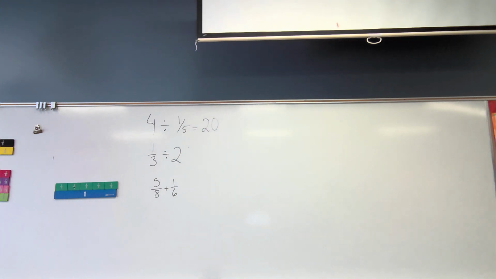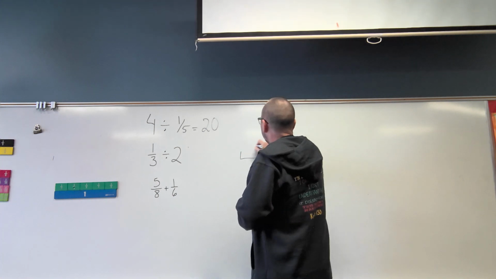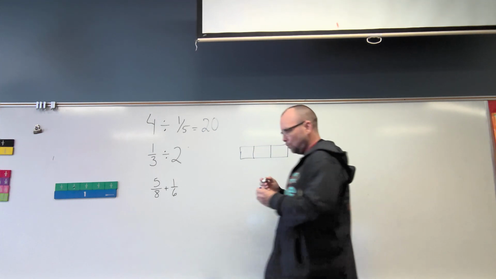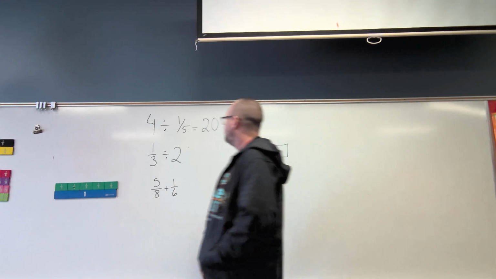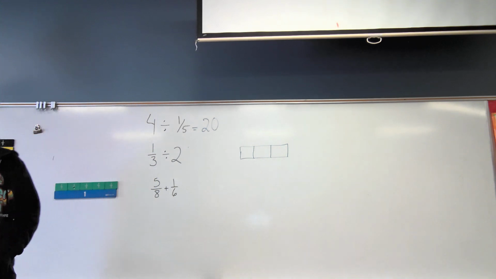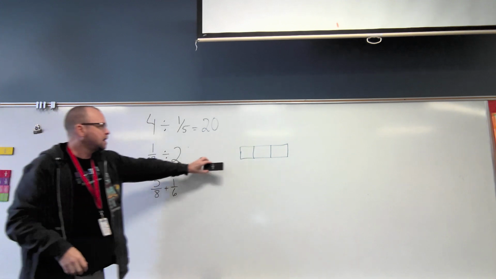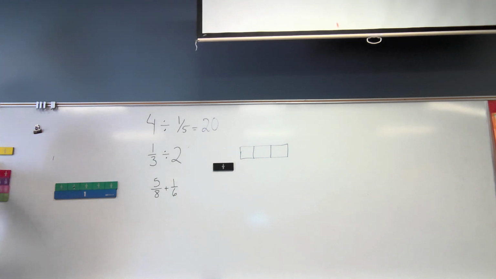The next problem, we start with a fraction. We're starting with the fraction 1/3. So let's say I've got 1/3 of a candy bar, and I'm splitting that between two people. A couple ways I could do it: now I have 1/3 of a candy bar and I need to split it between two people.